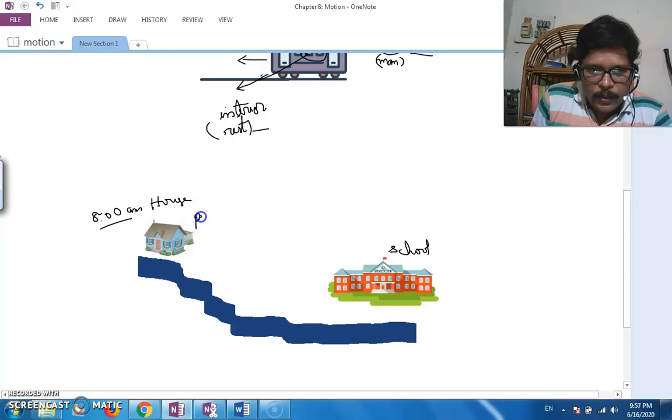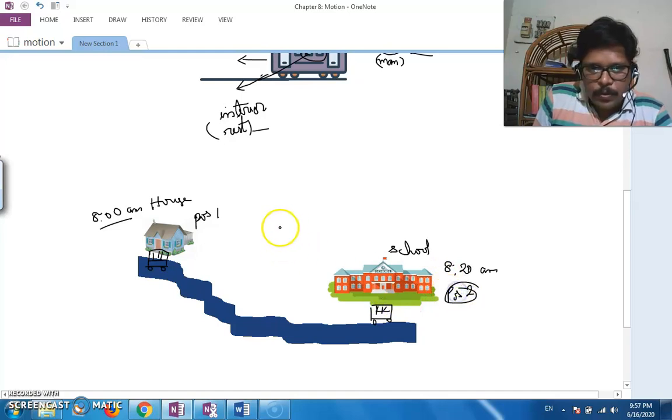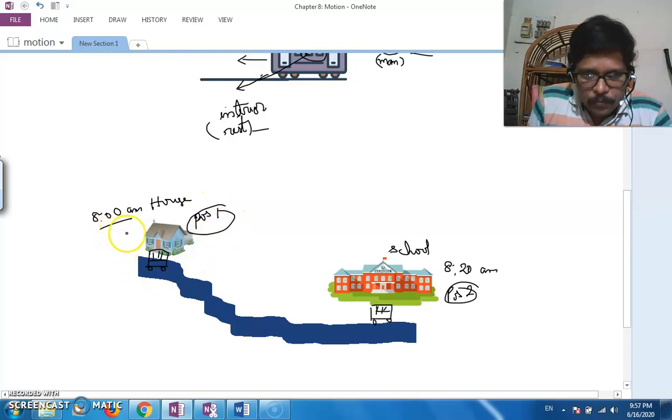Let your house be position 1. At 8 a.m. you board the school bus and you start moving. By 8:20 a.m. you reach the school. Let me say the school is position 2. So this is position 1.